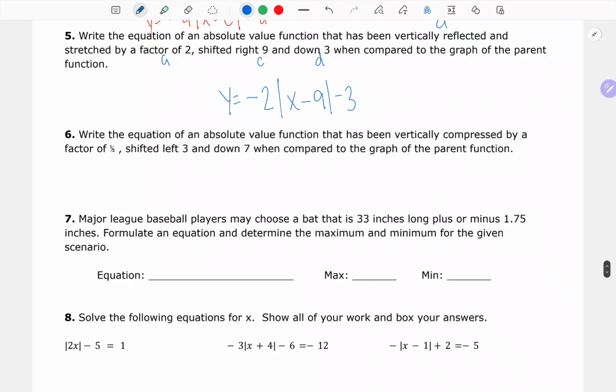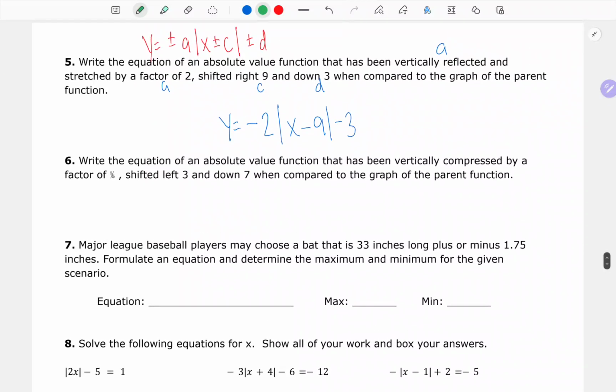All right, and for the next one, we're going to do the exact same thing. Remember the equation right there: y equals plus or minus a, absolute value bar, x plus or minus c, absolute value bar plus or minus d. So write the equation of an absolute value function that has been vertically compressed. So again, that's a, by a factor of 1/5, shifted left 3 units, that's c, and down 7 units, that's d. So y equals a, compressed by 1/5, absolute value bar x shifted left 3 units, so inside, that becomes a positive 3, and then down 7 is minus 7.